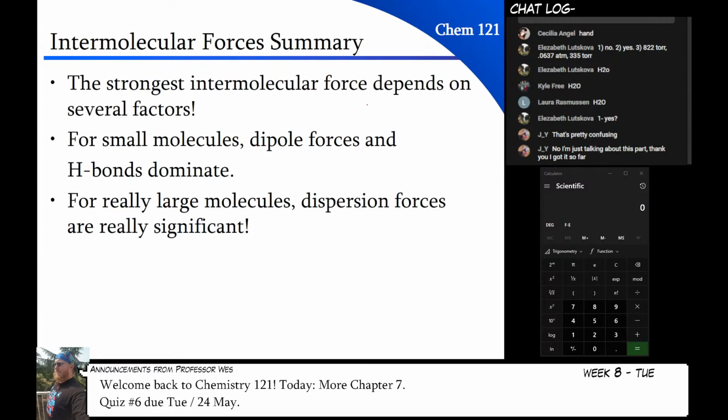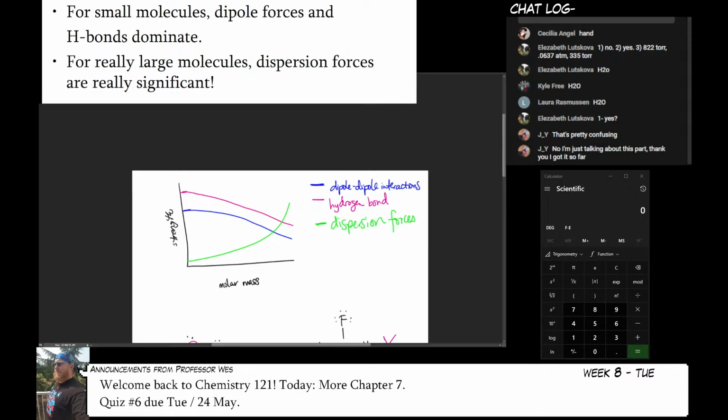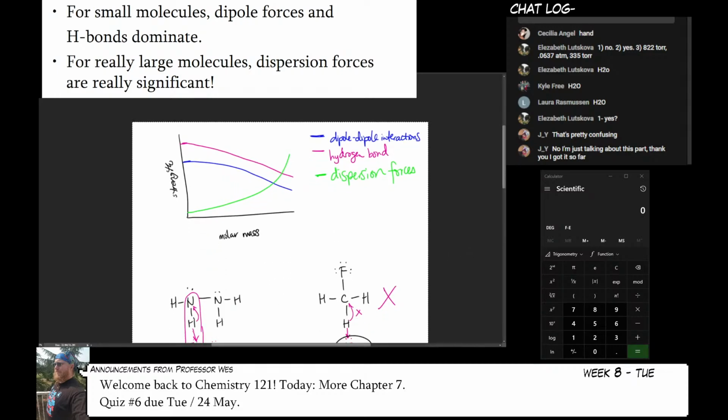So here's our summary. For a small molecule, dipole-dipole forces and hydrogen bonds are more significant. Let's just put this all on the screen here, and then we'll put our little diagram here. If a molecule is very large, dispersion forces take over and eventually become dominant.